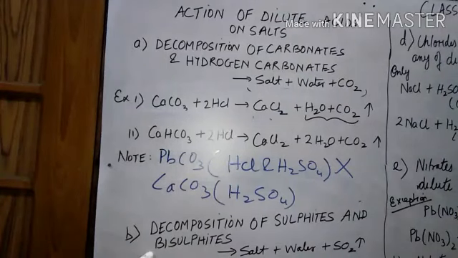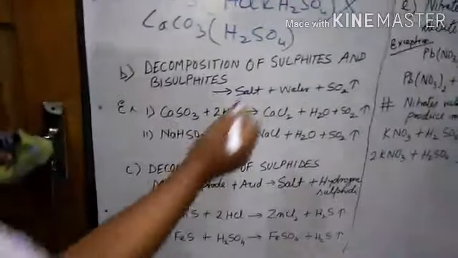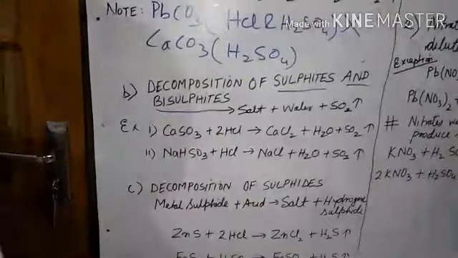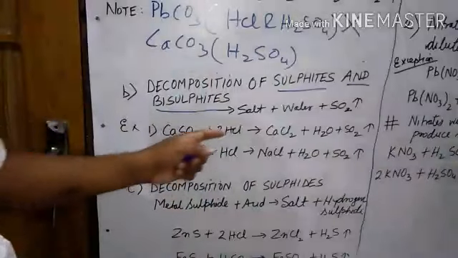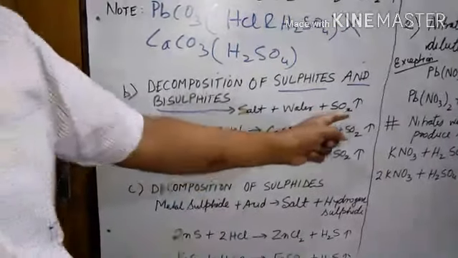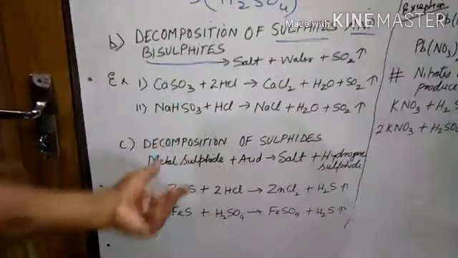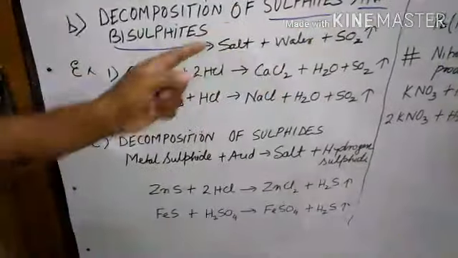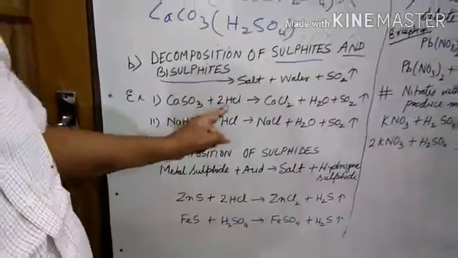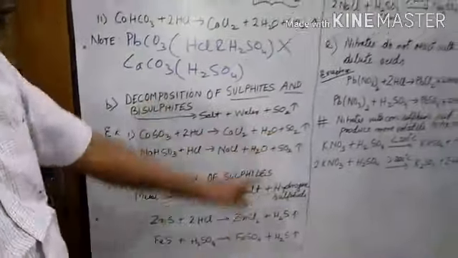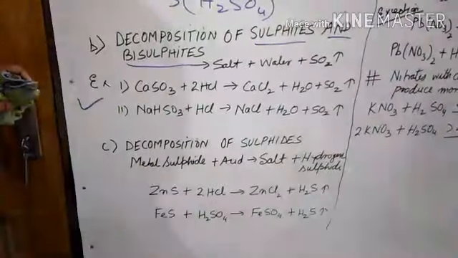Now let us see the next one, decomposition of sulfites and bisulfites. As in carbonates and hydrogen carbonates, which gave salt, water and CO2, here we get salt, water and SO2. So you can generalize it as decomposition of sulfites and bisulfites. For example, calcium sulfite plus HCl gives calcium chloride plus H2O plus SO2. There is a liberation of sulfur dioxide. So this also you can generalize.